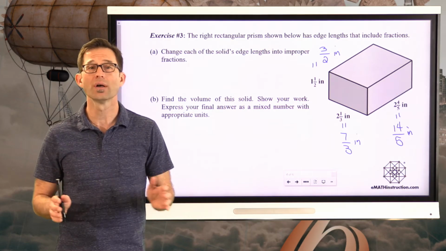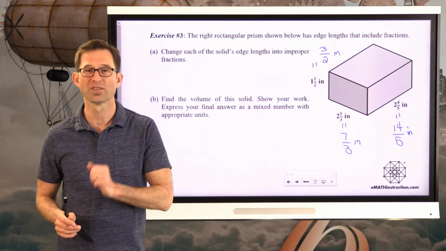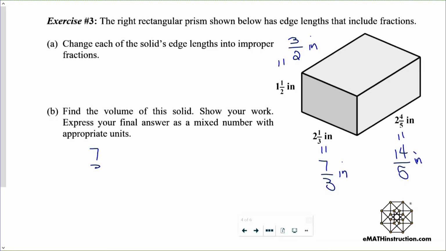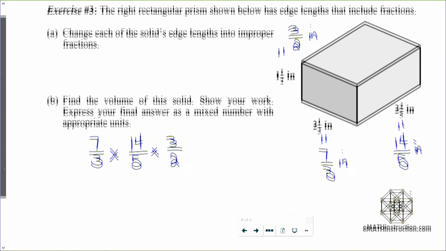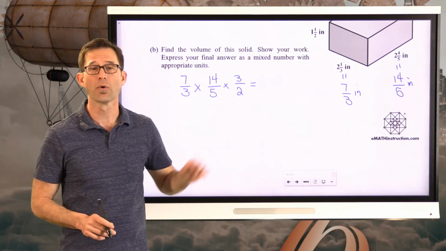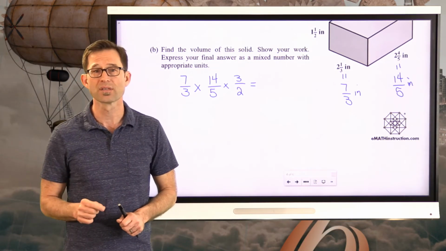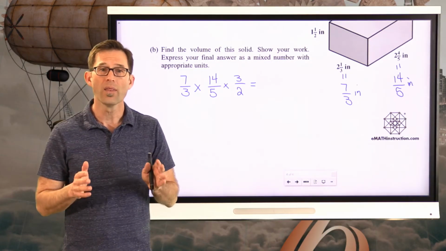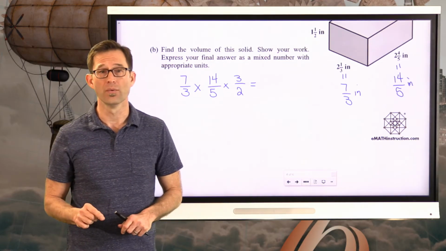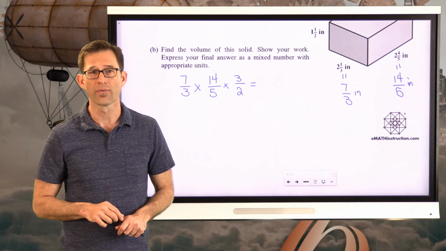All right. Well, let's just use the length times width times height. Okay? So to do that, we're going to take our 7/3, we're going to multiply it by our 14/5, and we're going to multiply it by our 3/2. Okay? What I'd like you to do now is try to carry out this multiplication. Let me give you a hint. Do some cross-canceling. It's going to make your life easier. And then I want the final answer in simplest form as a mixed number and with the right units. Pause the video now and see if you can get through that.